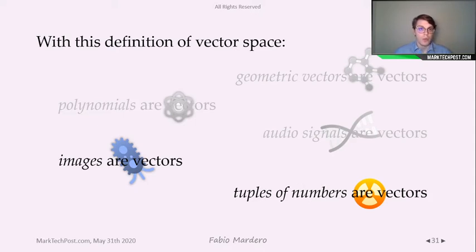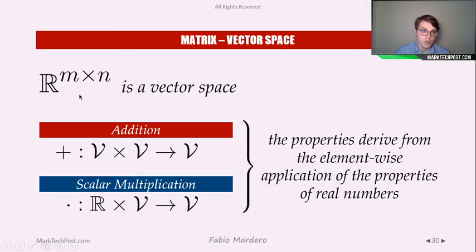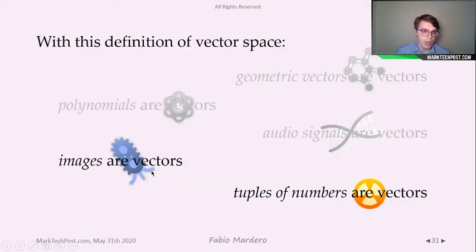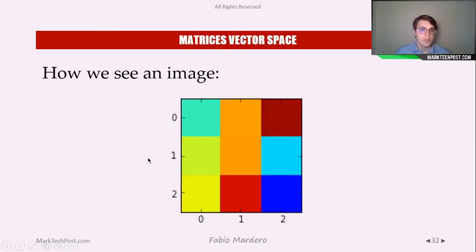So now, with the definition of a matrix, we can come back and explain why images are vectors and tuples of numbers are vectors. Well, tuples of numbers are vectors since this is a tuple of numbers. But let's take a look at why images are vectors. Well, this is how we see an image. For example, this image has 9 pixels, 9 squares, each of them with one color.